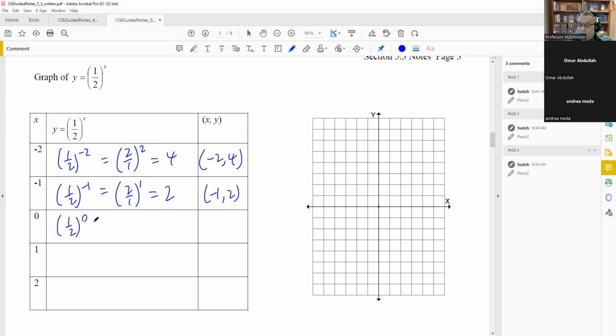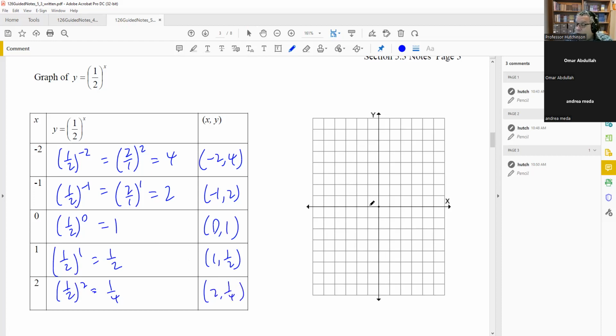1/2 raised to the power of 0. Anything raised to the power of 0, doesn't matter what it is, anything raised to the power of 0 is 1, so we have 0, 1. 1/2 raised to the power of 1 is just going to be 1/2. So 1 and 1/2. Then 1/2 to the power of 2, you're going to square the top number and square the bottom number. So we get 1/4. So 2 and 1/4.